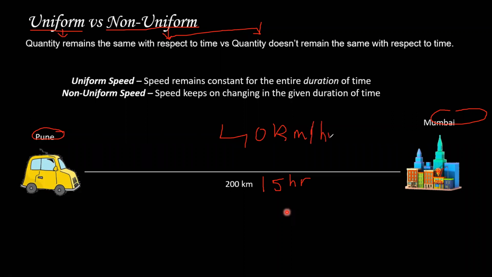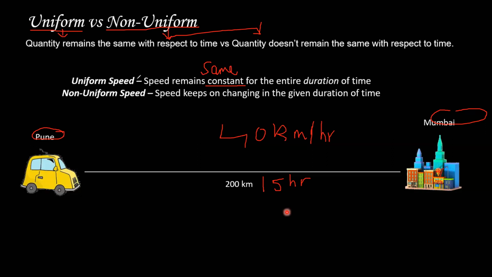This is not possible in real life, but just in physics, just to solve an example, think about it. For 5 hours, I go at the same speed of 40 kilometers per hour. I don't change it at all, not even by 0.1. So I would say that my speed remained constant, the same, for the entire duration of time.